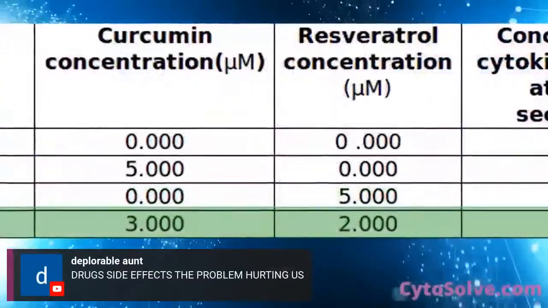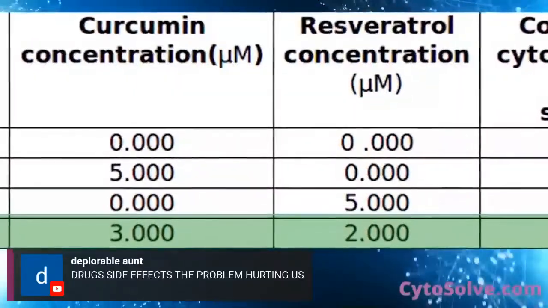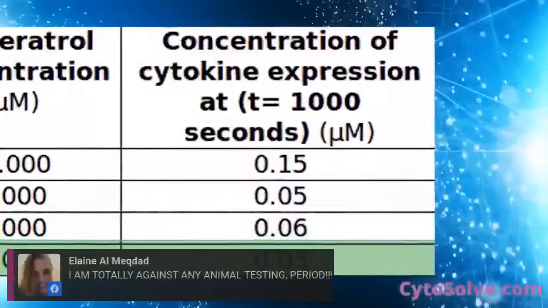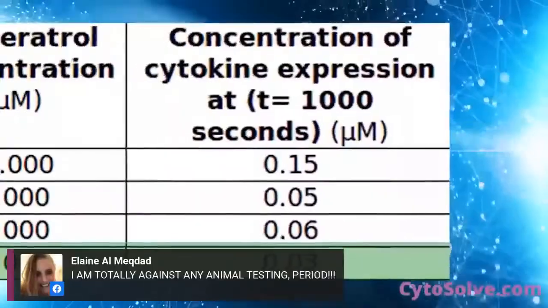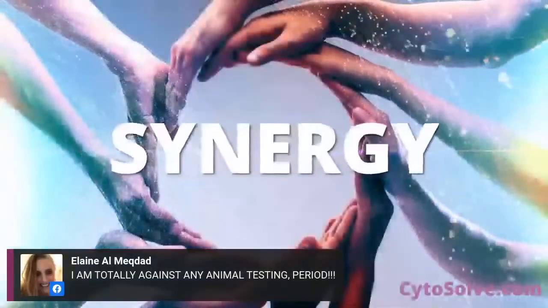But when we combine curcumin and resveratrol, 3 micromolars of curcumin and 2 micromolars of resveratrol, inflammation drops from 0.15 to 0.03, far lower, nearly 200% less than just one compound alone. That's the synergy principle of system science.